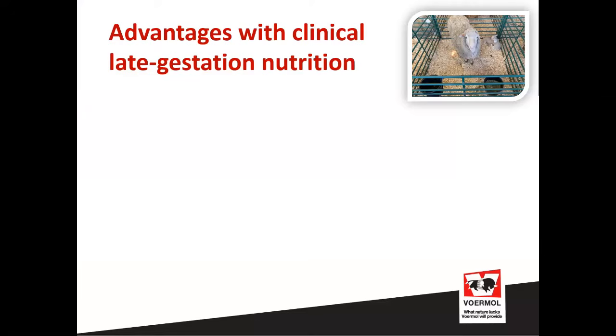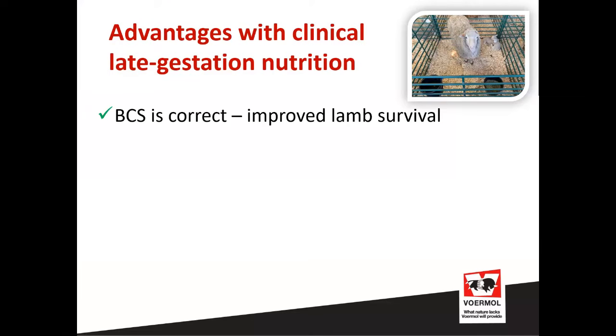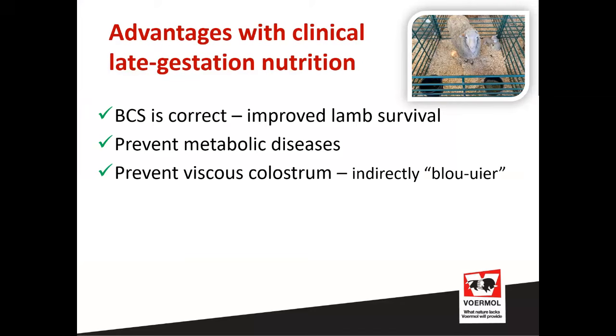So just the advantages of feeding clinical late gestation nutrition. Firstly, you know your body condition score is correct. Remember, it's directly affecting your lamb survival percentage. And then you're also preventing metabolic diseases such as milk fever. You're preventing viscous colostrum, right? So remember, viscous colostrum is usually just after lambing. You get a ewe with a nice big udder, but there's no milk or no colostrum coming out. That's usually due to feeding low quality protein during the late gestation period. So we need to feed high quality protein, more natural proteins, to ensure we don't sit with viscous colostrum during that first week.